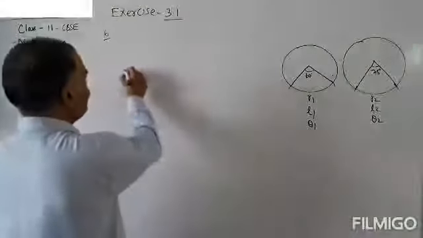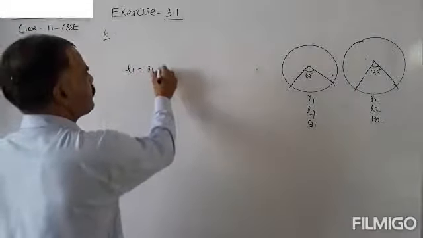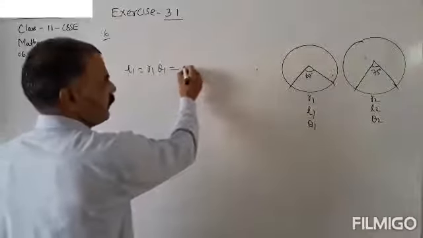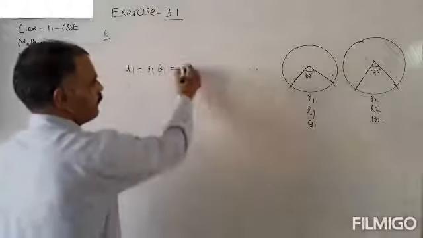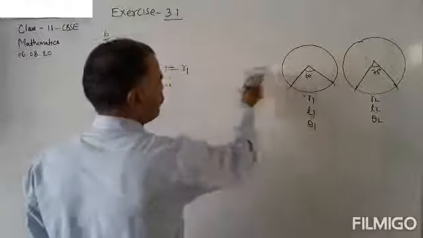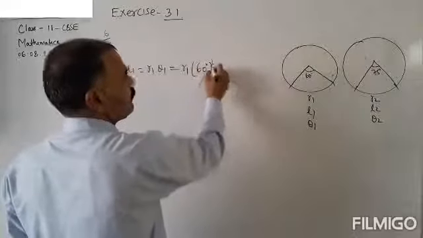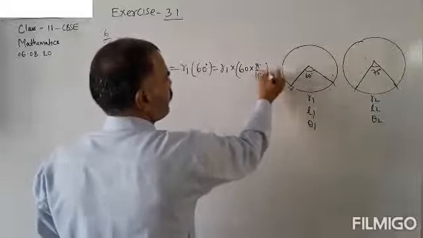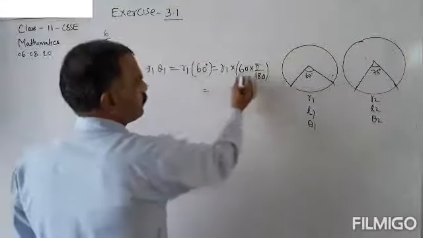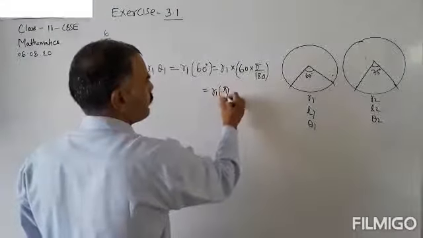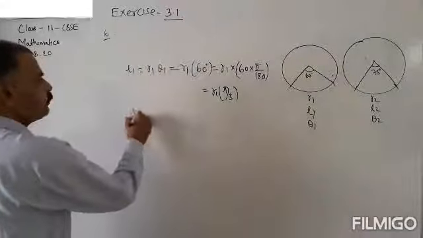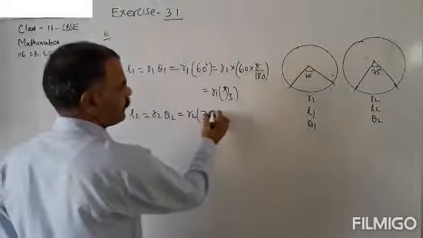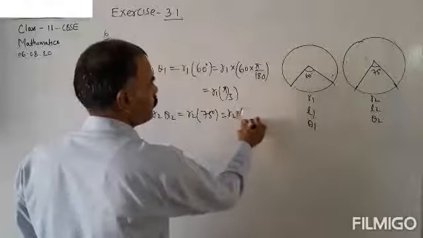Now L1 is equal to R1 theta 1, where R1 means radius. We have to find R1 theta 1. Theta 1 is 60 degrees, so R1 into 60 into pi upon 180. This is equal to R1 into pi by 3.